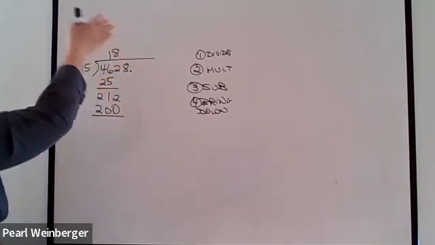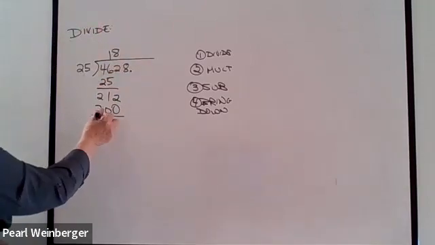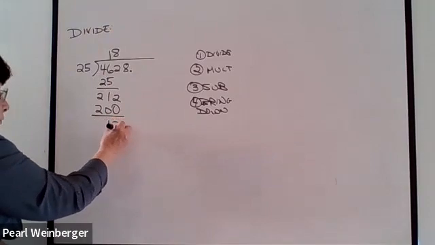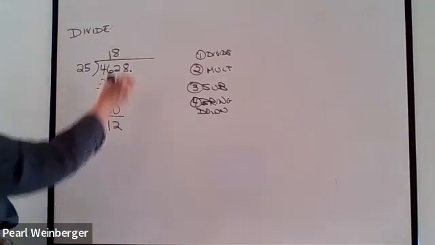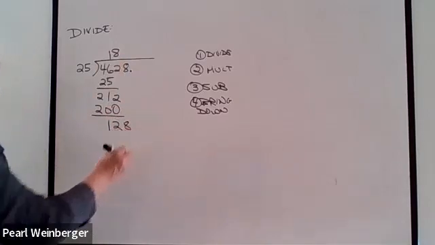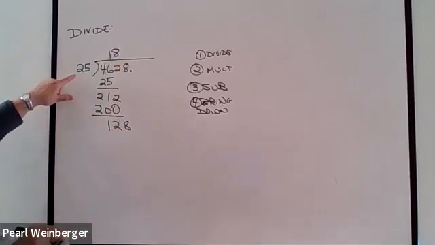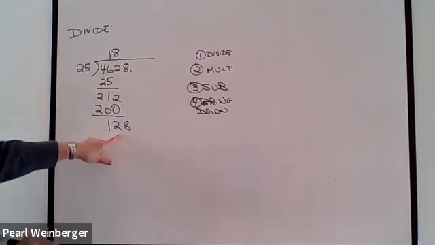After I multiply, I subtract. So this gives me 12. And I bring down the next number, which is 8. And I start all over again by dividing 25 into 128. It looks like 5.